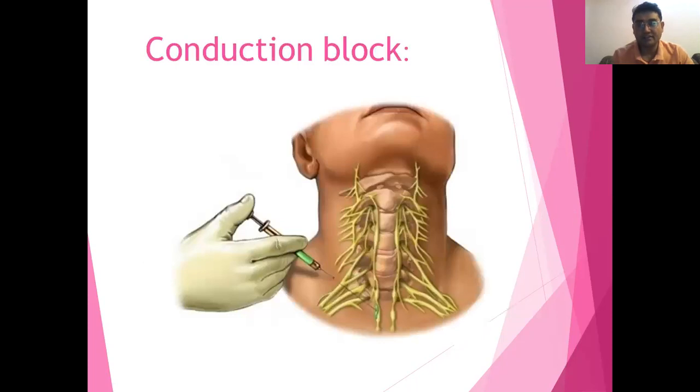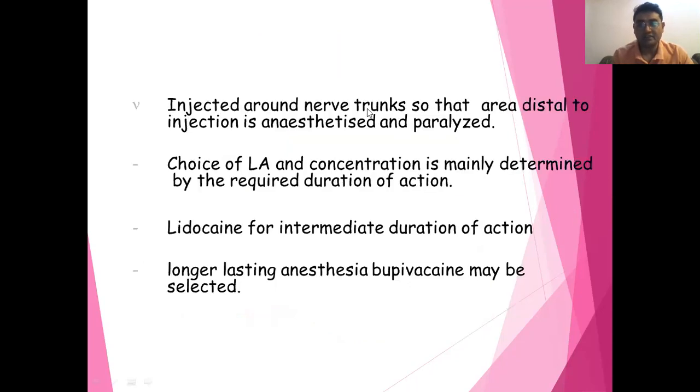Conduction block is like this, that we inject the anesthetic agents around the trunk of the nerve. So the distal part of this nerve trunk will be paralyzed and anesthetized, and the patient will not feel pain or touch, cannot move, and will not feel warm and cold sensation.